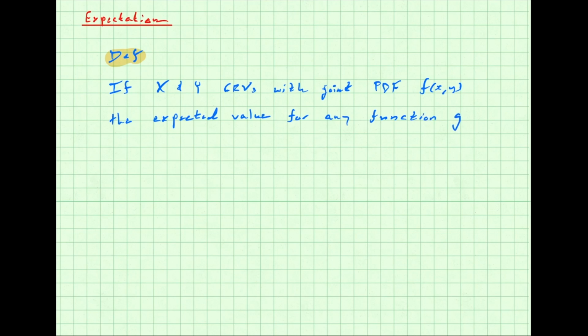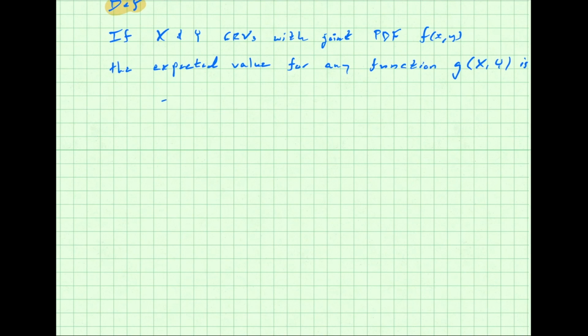That we'll call g, is the following. We'll write it out here. The way we write it is the same as before: it's the expected value of g of x and y, and the calculation works like this.